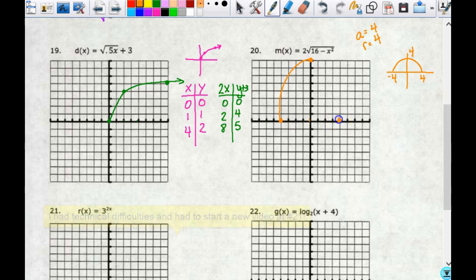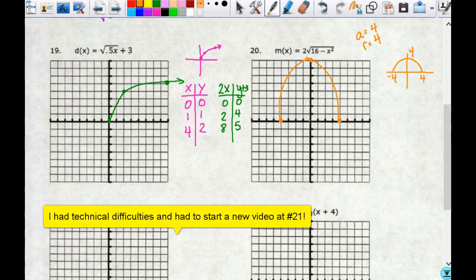It shouldn't go out like that. I could do it better on a piece of paper. It's hard to do that on the board.